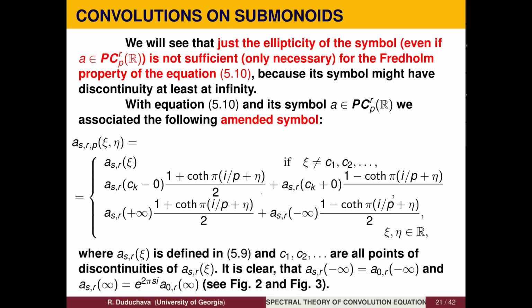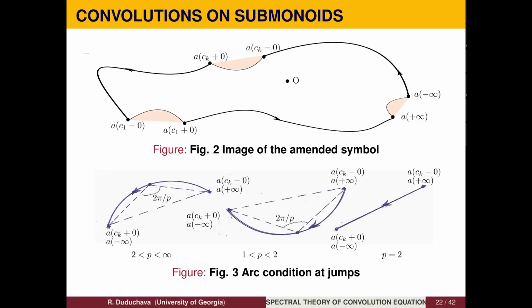Let me show you what it means graphically. Here I draw this symbol in a black line. It's the image of this symbol. But this symbol might have discontinuities, jumps at finite points and also at infinity. Here on the left side, you see the jump at infinity, and the others are jumps at finite points.